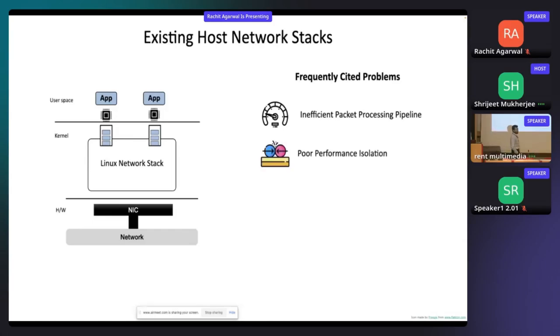And then there is poor performance isolation. If I have some latency-sensitive traffic competing with throughput-bound traffic, Linux does not provide the best possible isolation that we can get.